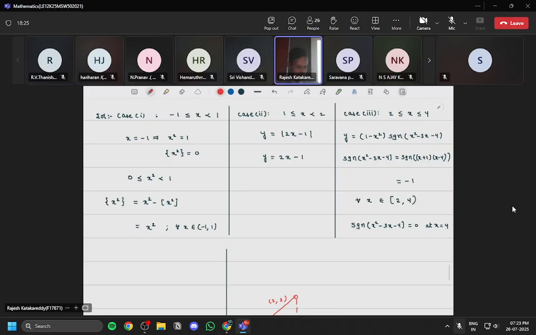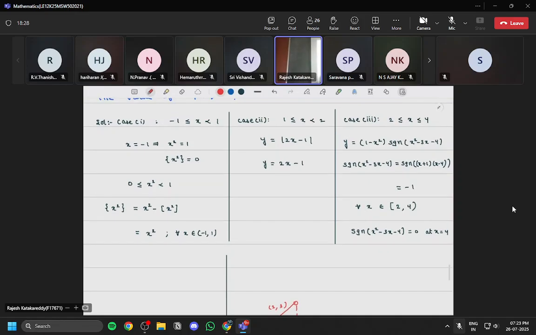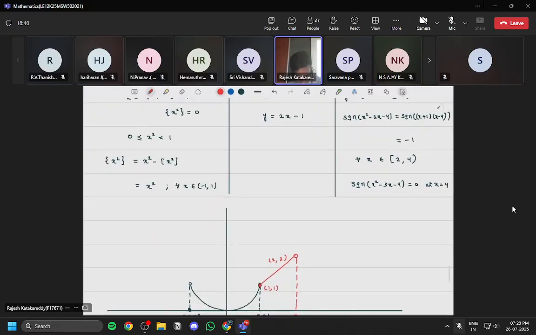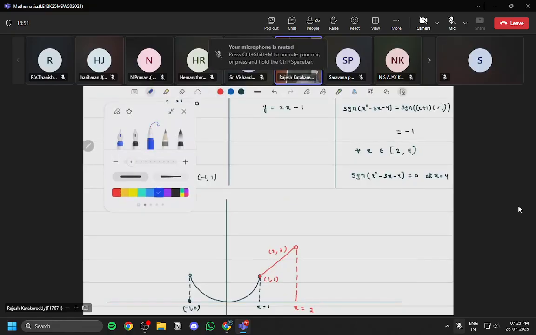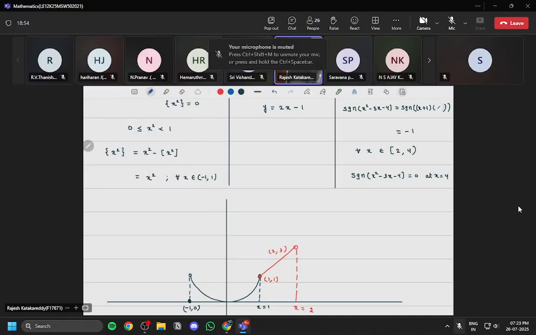So next, in between 2 to 4, what do I get? Listen to me carefully. For signum, I should multiply by minus 1. That is minus 1 into (x square minus 1), an upward parabola with roots plus 1 and minus 1. At 2, if I substitute x equals 2, 4 minus 1 is 3. So I am starting from this point, an upward parabola like that. To show it is a parabola, I have drawn a curve. Clear?